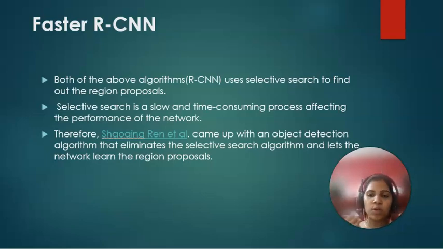Selective search is a gradual process. There is no learning happening in the RCNN, but Faster RCNN is learning by itself. So this is Faster RCNN.